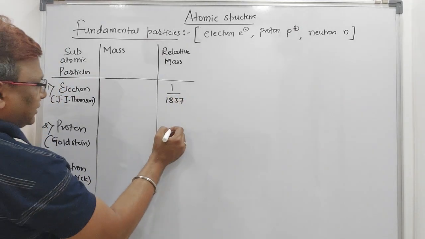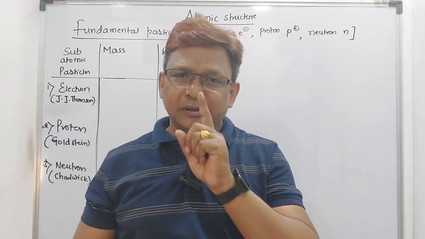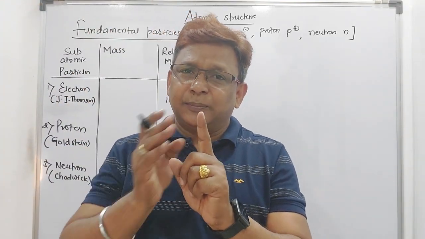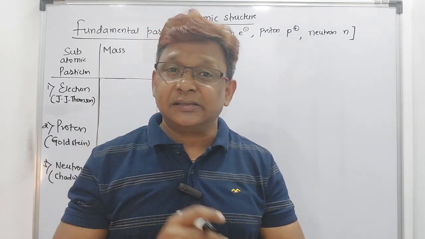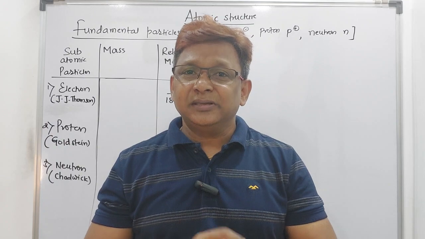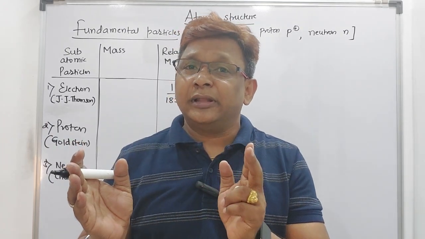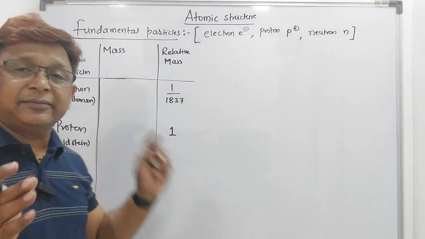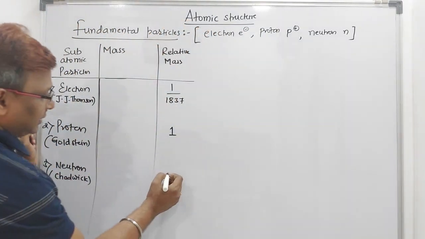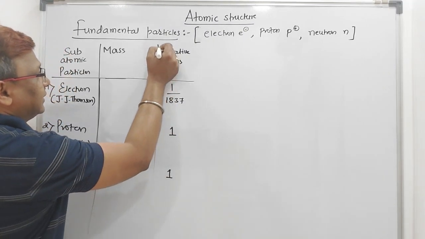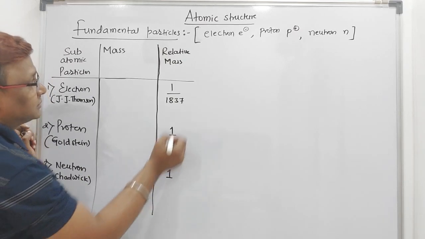So proton will be considered as what? Beta, 1. If you consider the mass of a proton as 1 and compare the mass of the electron with the mass of the proton, the electron mass is 1 by 1837 times the mass of the proton. And the mass of the neutron we are also considering here as 1, because it is a relative mass beta. This is the relative mass.